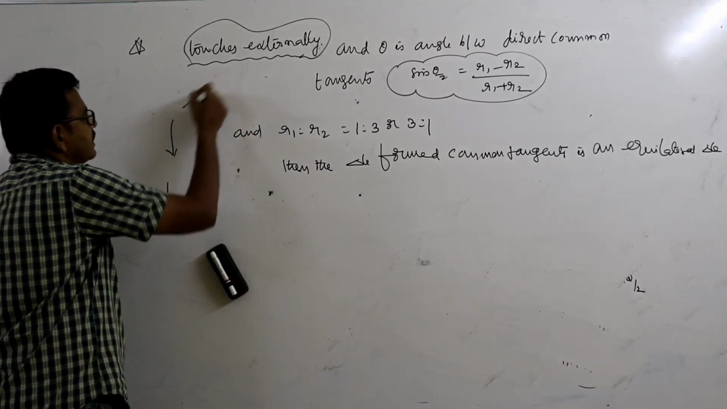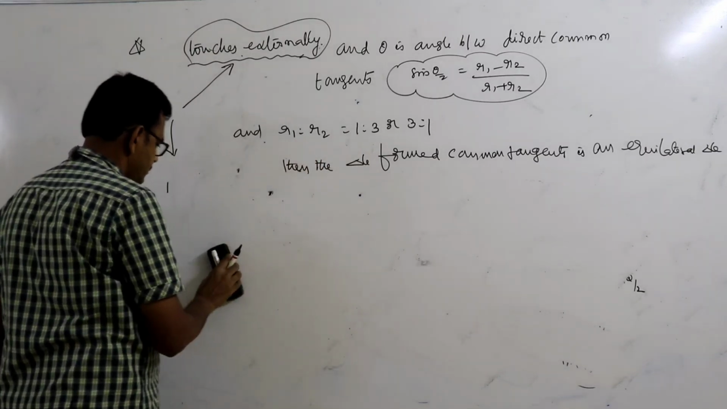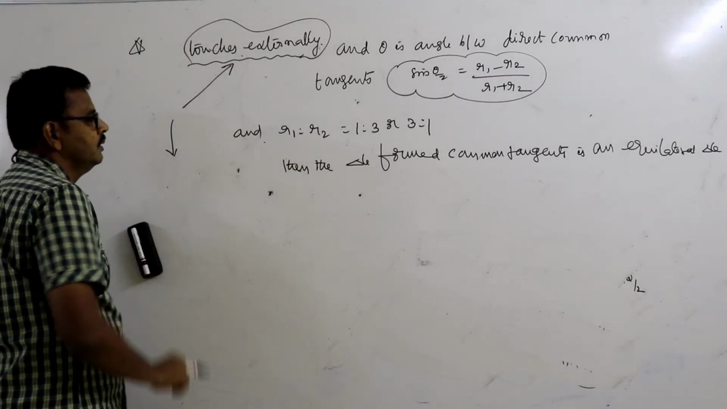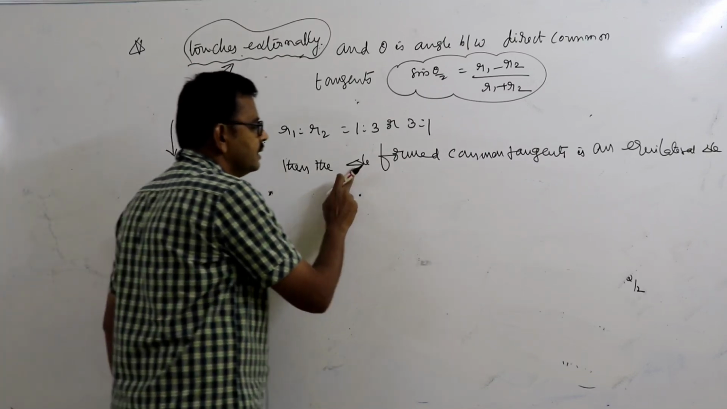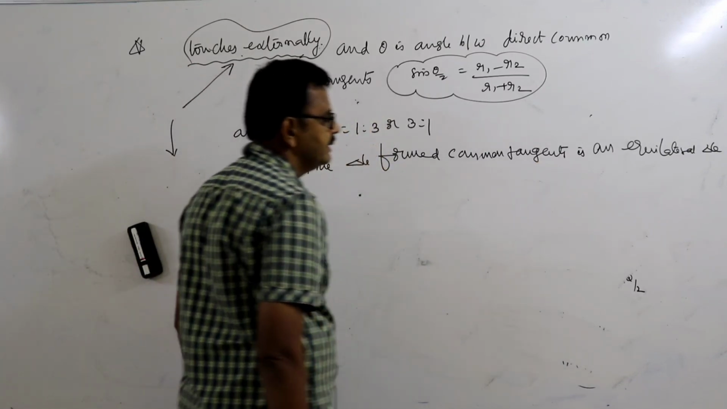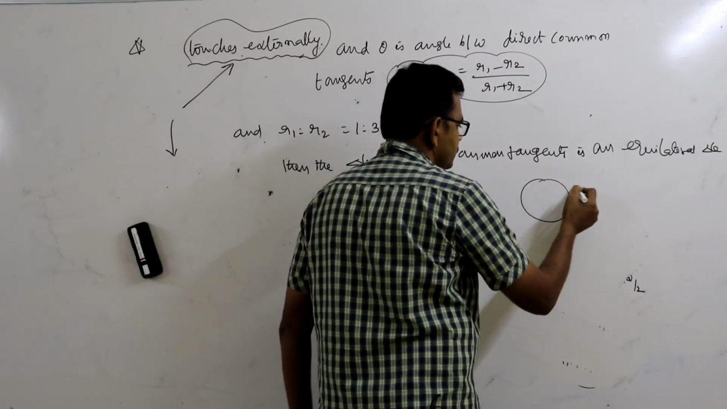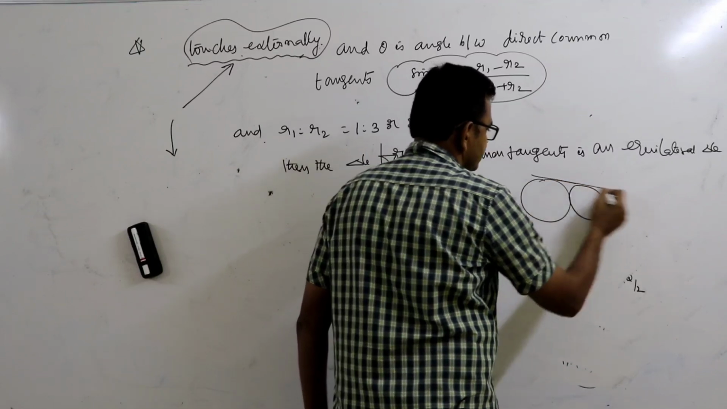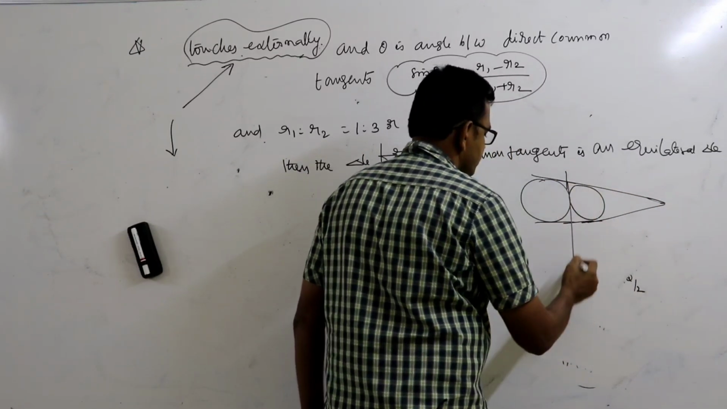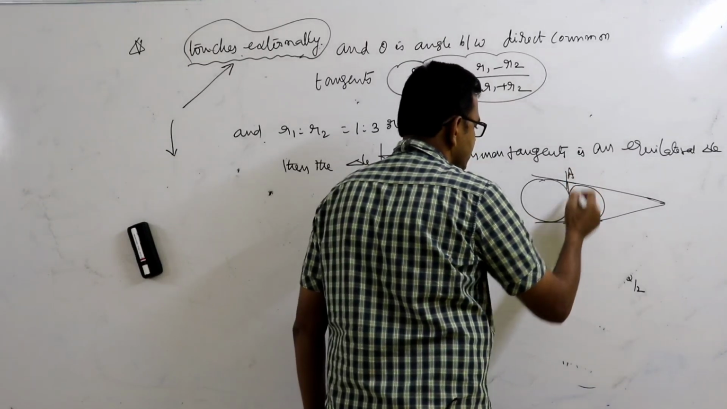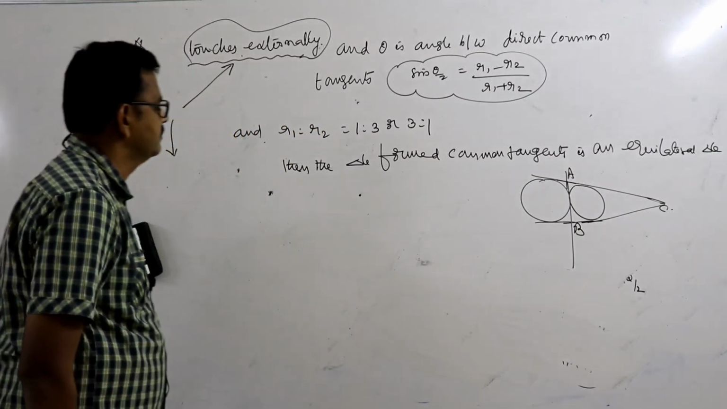If the two circles touch externally and R1 is to R2 is equal to 1 is to 3 or 3 is to 1, then the triangle formed by the common tangents is an equilateral triangle. That is two circles. And here, the triangle, so this is A, B, C. The triangle is an equilateral triangle.